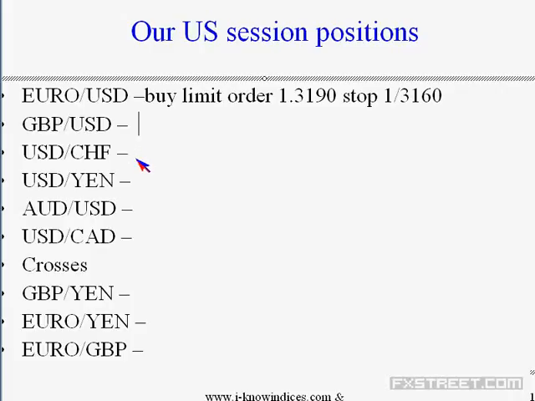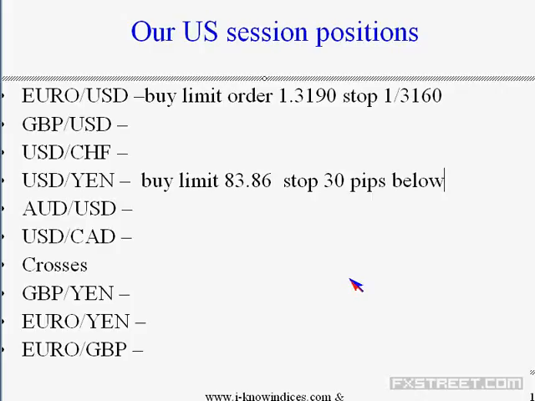Then in the case of CHF, you come across subdued moves again. And yen, I told you 83.84 was the initial high, and we can take a buy just 2 pips above the initial high. I'll keep it 2 pips above, at 83.86. Current level is 83.91, 83.94, and I'll keep a stop 30 pips below.